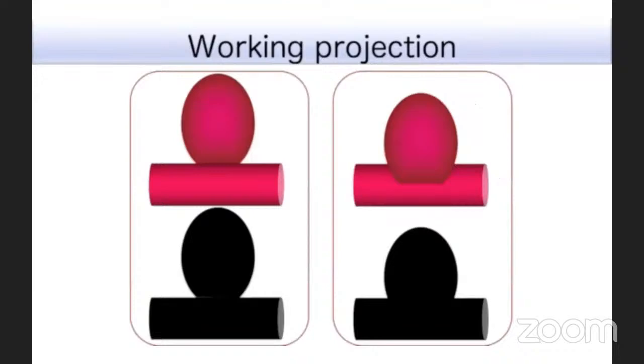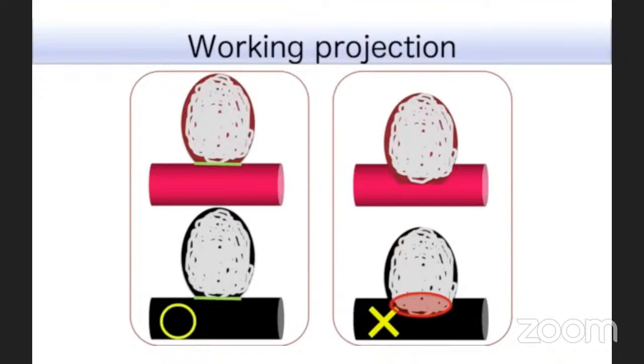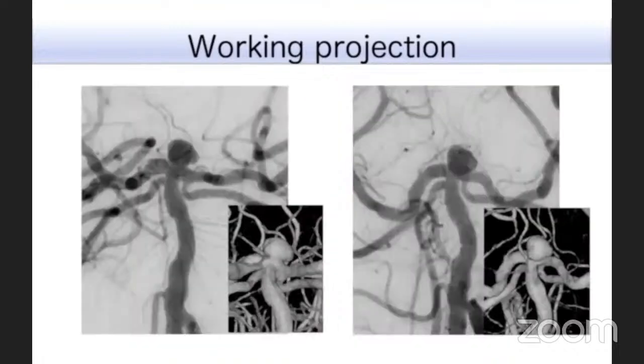When we do coil embolization, working projection is very important. Working projection is a view we can recognize border line between aneurysmal neck and parent artery. Left projection is good, but right one is not good, because we cannot judge whether coils in this part are in the aneurysm or parent artery.